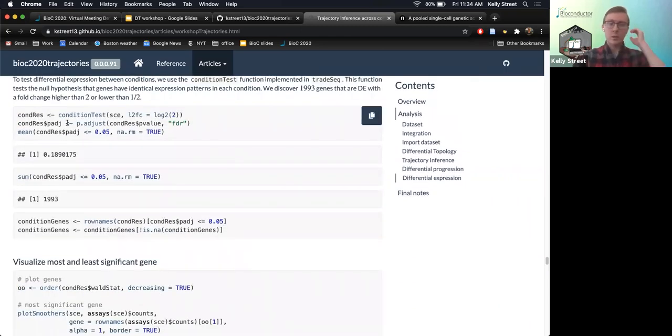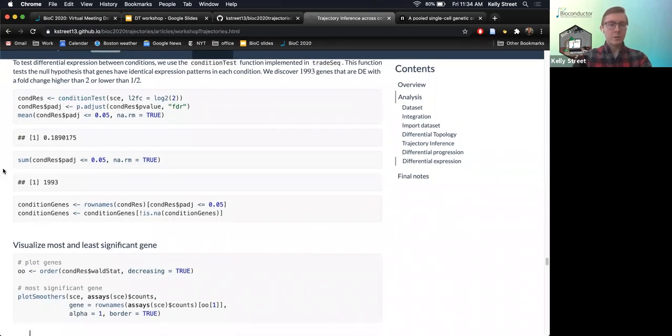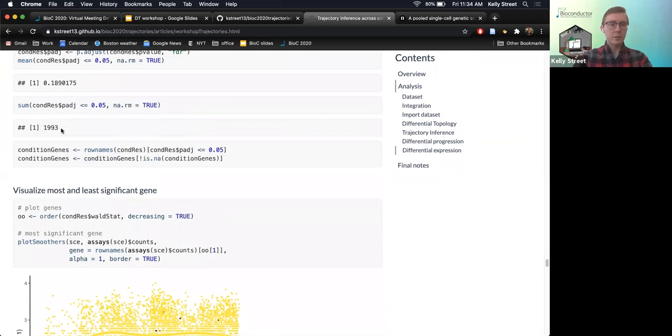Sorry, I should mention, we're running that test and then doing a p-value adjustment, and we've got almost 2,000 differentially expressed genes, or differential in terms of showing different patterns between the two conditions.